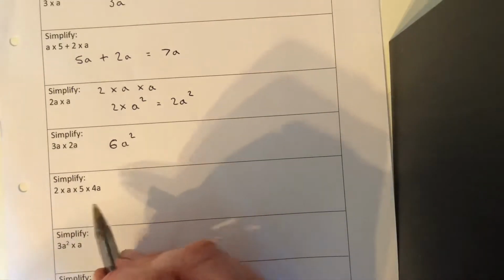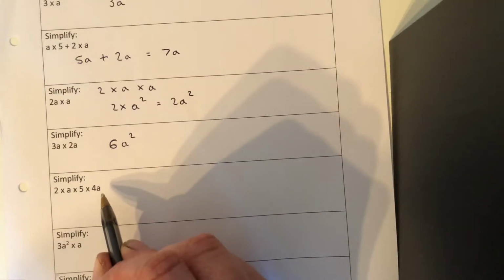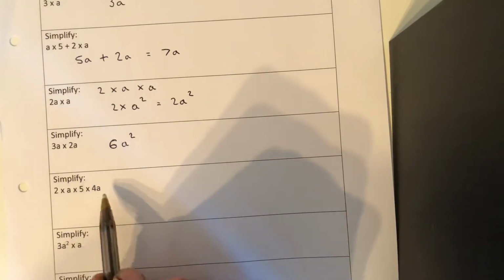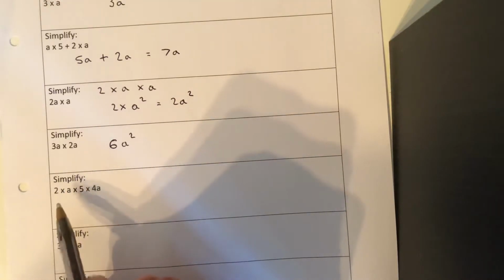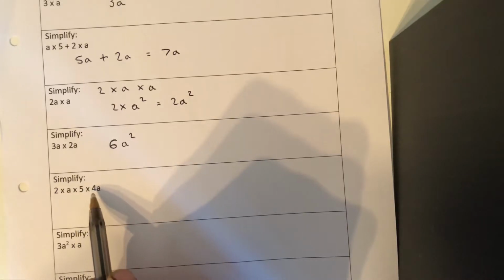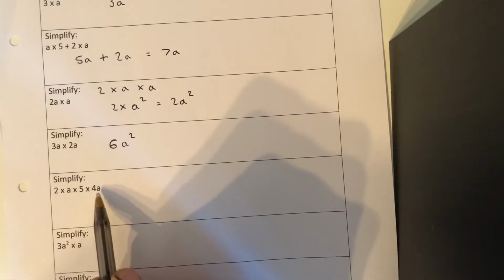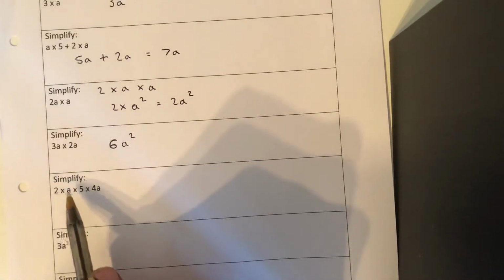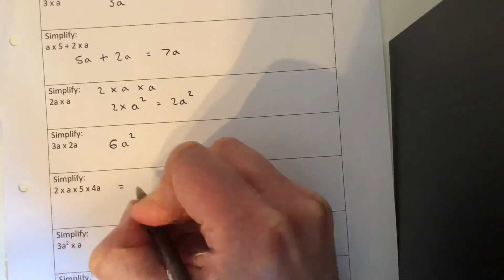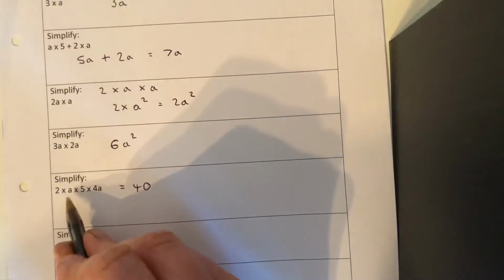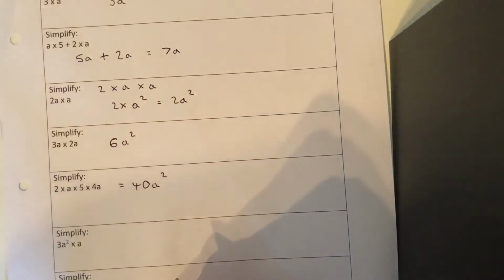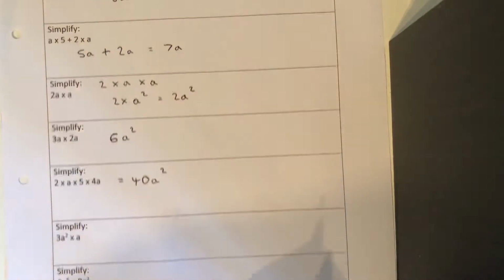Okay, moving on, the next one, 2 times a times 5 times 4a. Well, the first bit's all spread out, but they're all multiplies all the way along. So again, what we can do here is just look at the numbers for a start and just times all those together. So 2 times 5, and then times the 4, which is part of this 4a, because remember 4a is 4 times a. So 2 times 5 times 4, 2 5s are 10, times 4 is 40. And then we've got a, and we're timesing by another a later on, so that will give us an a squared. And so that would simplify all the way to 40a squared.